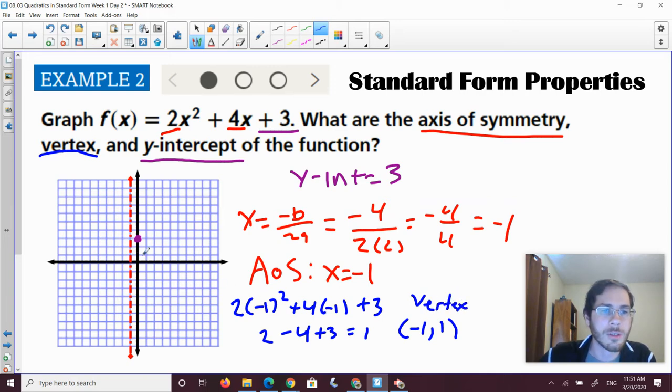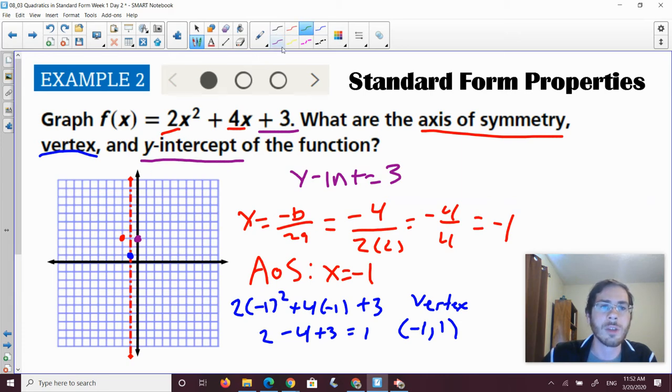So we'll come down here to -1, 1, and we'll make our point. Now we know if we want to make a parabola, we do need 3 points. But since we're symmetric, we can take this point and just reflect it. I want to do that in red since we're using the line of symmetry. Because we're 1 to the right, we also have to be 1 to the left.